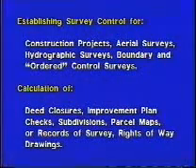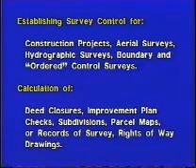Traversing is and will remain a convenient, efficient method of establishing control points for a variety of surveying activity. Examples of this are establishing survey control for construction projects, aerial surveys, hydrographic surveys, and boundary or ordered control surveys. Also, the calculation of deed closures, improvement plan checks, subdivisions, parcel maps, records of survey, and rights-of-way drawings.